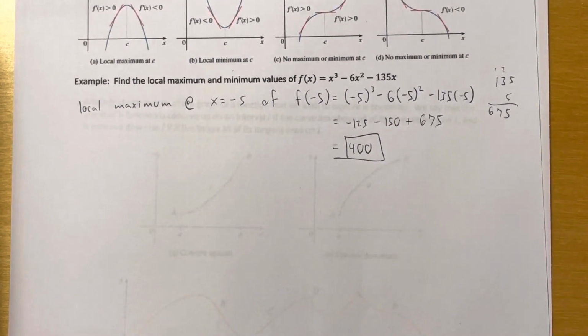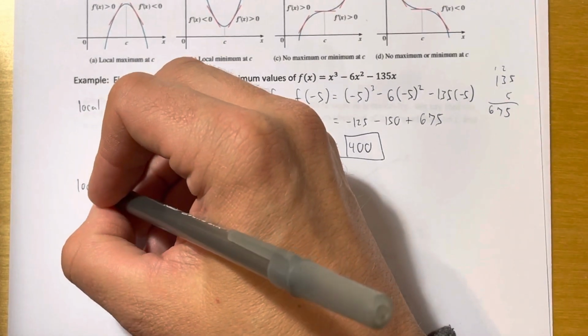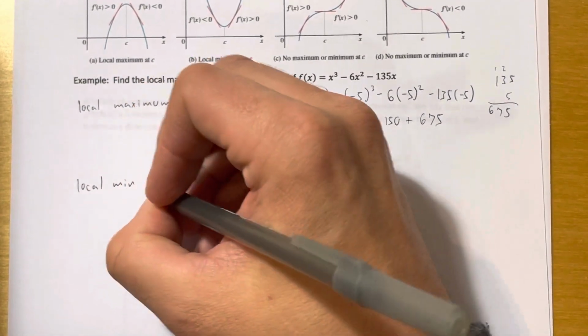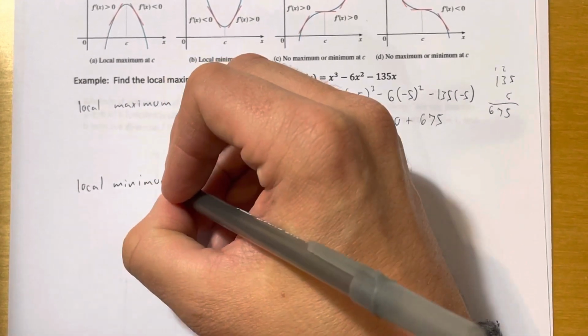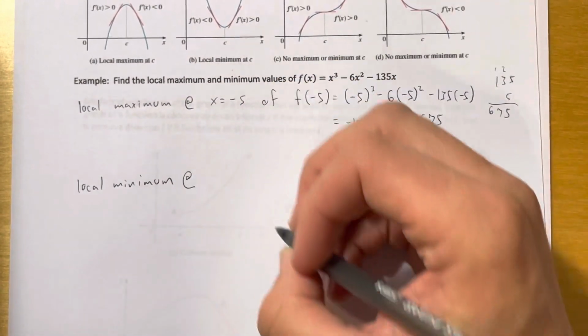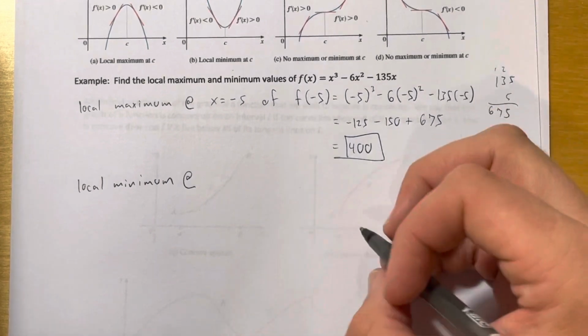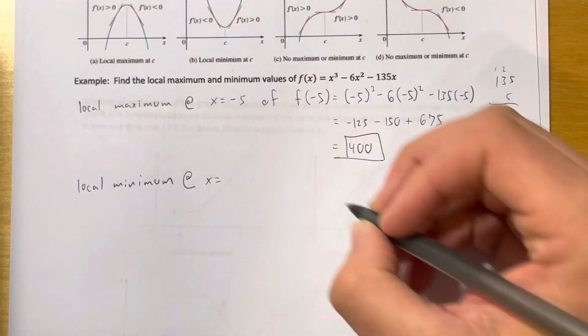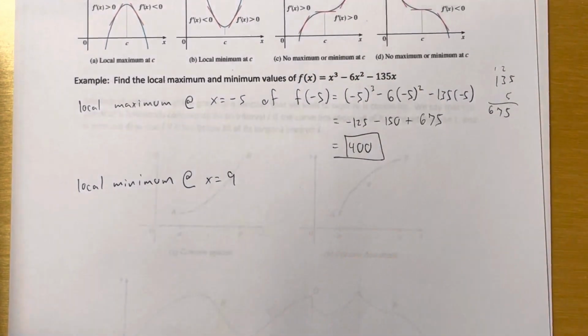We have a local maximum of 400. Okay, I'm going to be embarrassed if I got that wrong. That's all right. Our local minimum occurs where? At x equals 9. We confirmed that on the previous page.